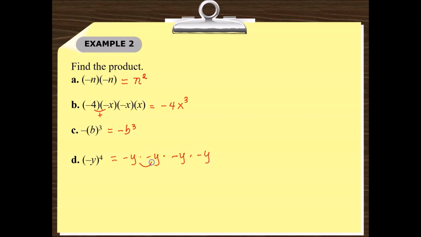So we have a positive for the first set, and we have another positive for the second set. Therefore, we end up with a positive and positive. Our final answer will be a positive y, and we have 1, 2, 3, 4 as exponents.